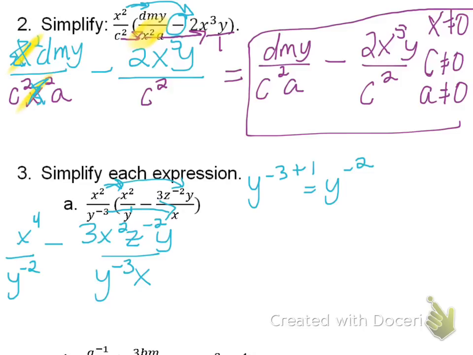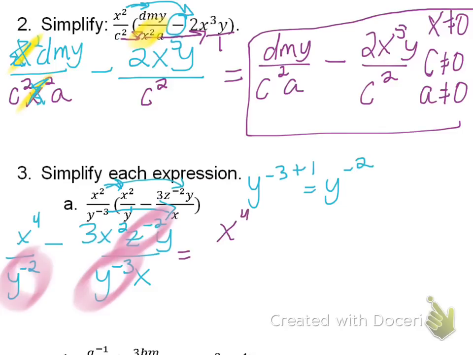Okay, now what we can do is rearrange our negatives and get rid of them by moving them to the opposite side of the fraction. So if this y to the negative 2 power is going to move to the top, this z to the negative 2 power is going to move to the bottom, and this y to the negative 3 power is going to move to the top. So we'll rewrite our equation.